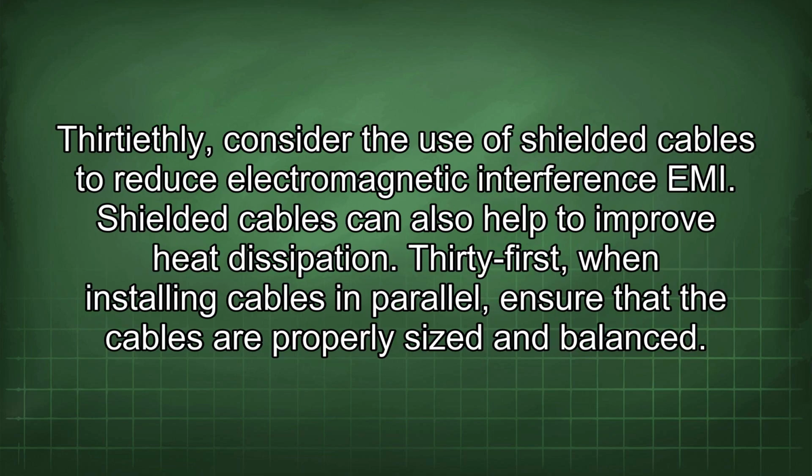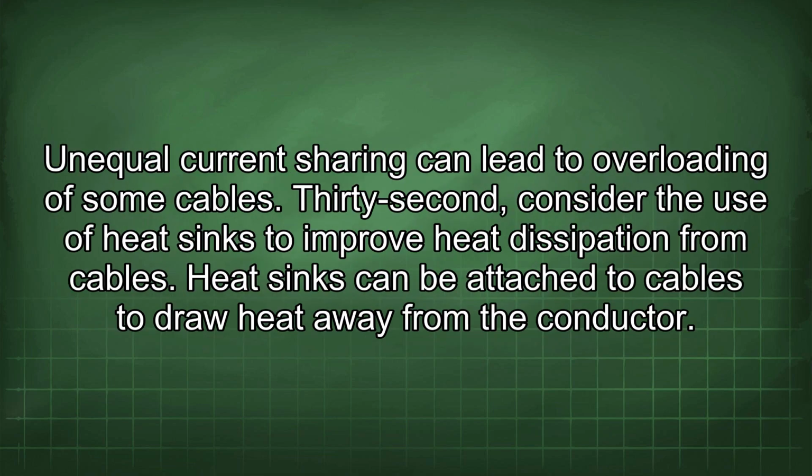30th, consider the use of shielded cables to reduce electromagnetic interference (EMI). Shielded cables can also help to improve heat dissipation. 31st, when installing cables in parallel, ensure that the cables are properly sized and balanced. Unequal current sharing can lead to overloading of some cables. 32nd, consider the use of heat sinks to improve heat dissipation from cables. Heat sinks can be attached to cables to draw heat away from the conductor.